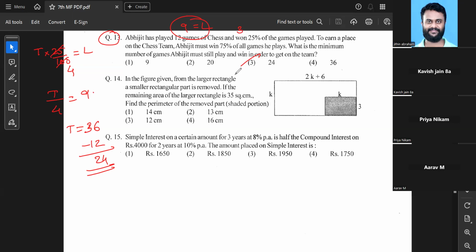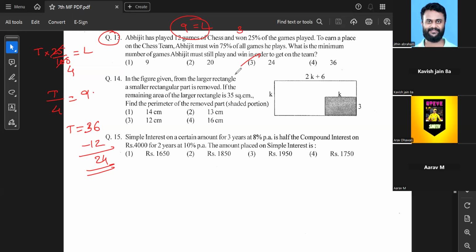Sir, here what have you considered T? What is T represented? T is the total number of matches. Now, somebody asked me to explain this once again. I'll just explain. So, my dear child, total number of matches is T, what I'm considering. And what they are saying is that Abhijit must win 75 percentage, which means he must lose only 25 percentage.